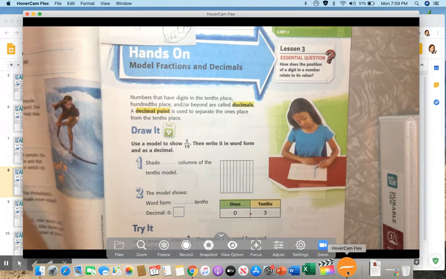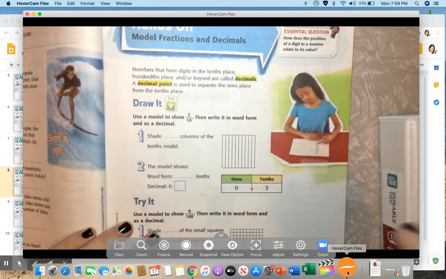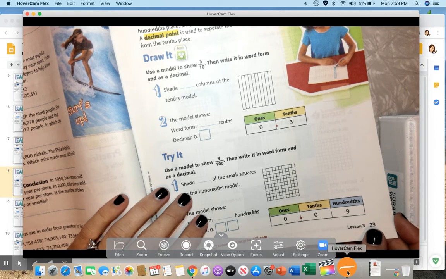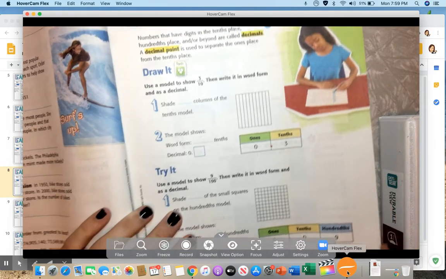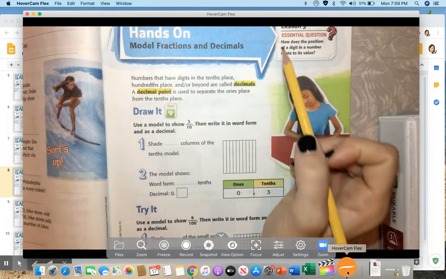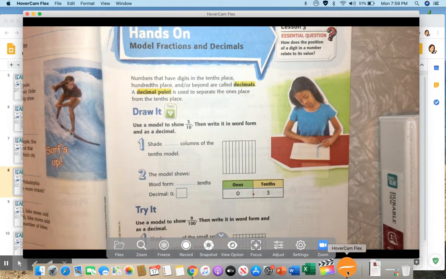So you're in your math book. I want you to turn to Lesson 3. Lesson 3 is on page 23 in your math book. So go ahead and turn to page 23 and we're going to get started. We're going to start talking a little bit about fractions and decimals as they relate to place value.